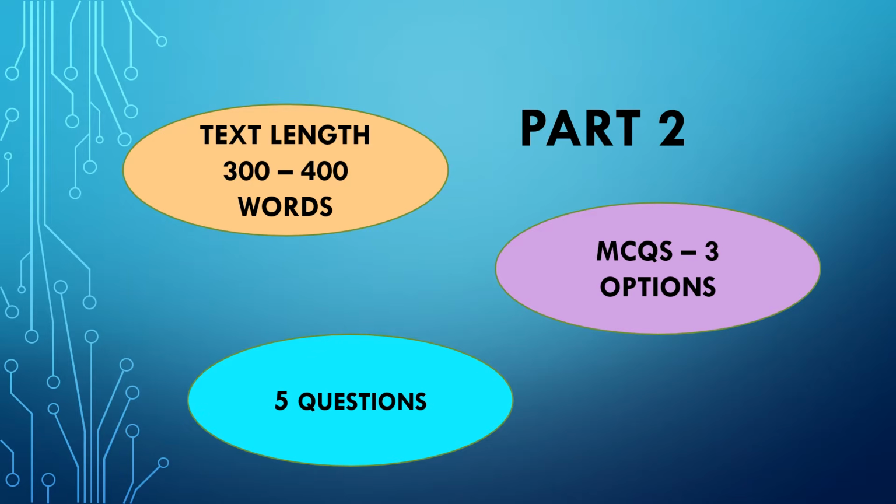Okay, we start off with the format for part 2. The text length is between 300 to 400 words. As you can see, it is not too long and not too short. And there are 5 questions altogether. And all the questions are objective with 3 options given, A, B, and C.